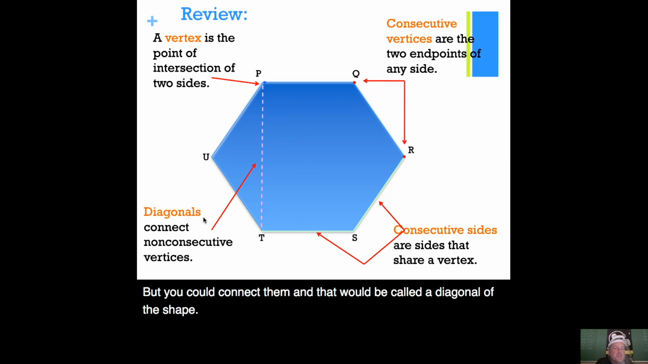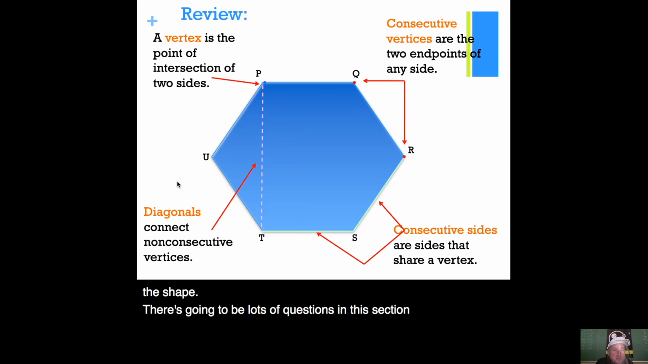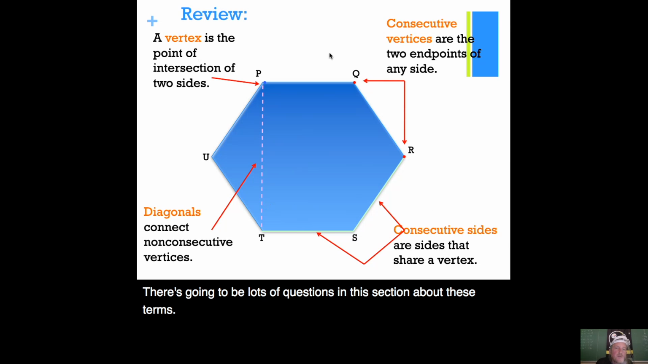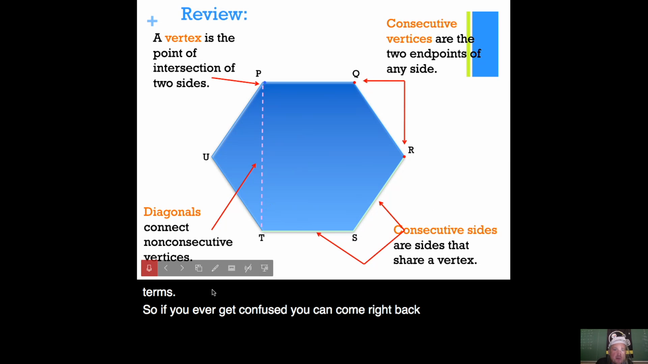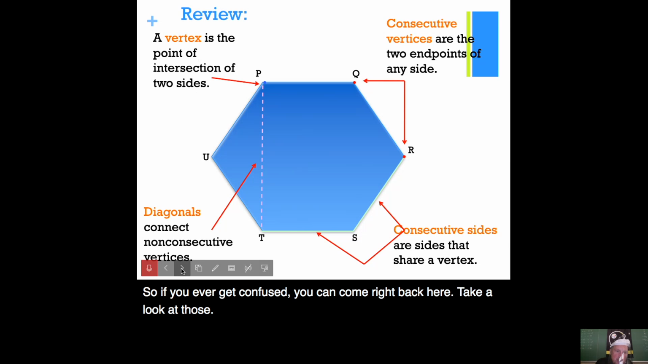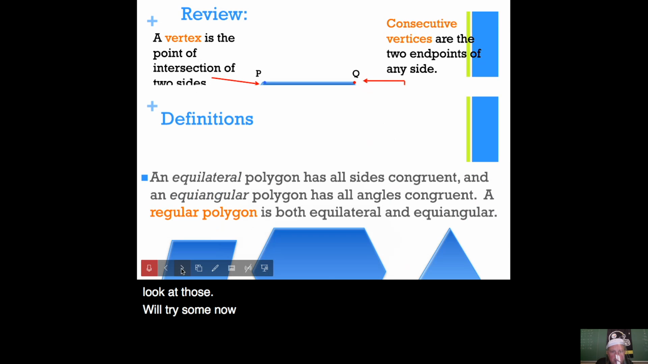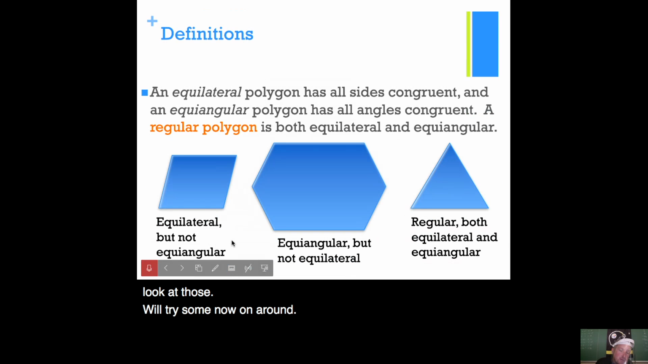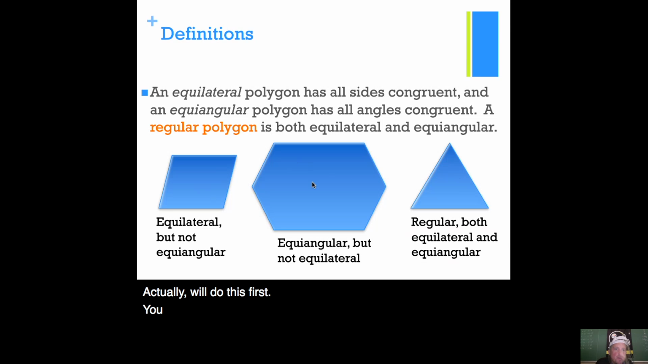There's going to be lots of questions in this section about these terms. So if you ever get confused, you can come right back here and take a look at those. We'll try some now on our own. Actually, we'll do this first. You can classify polygons other ways as well, depending on what their sides and angles look like.